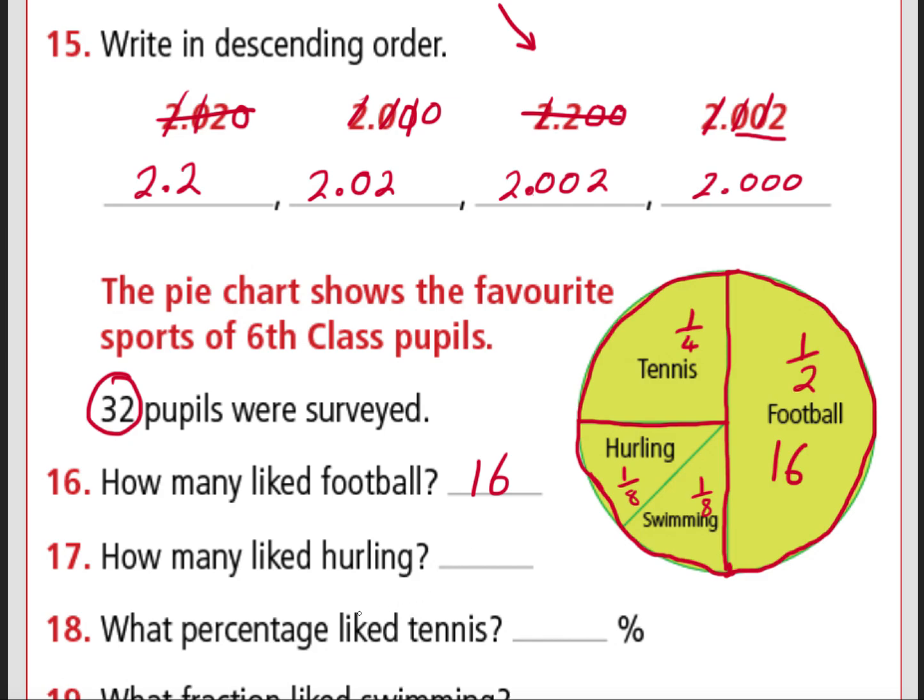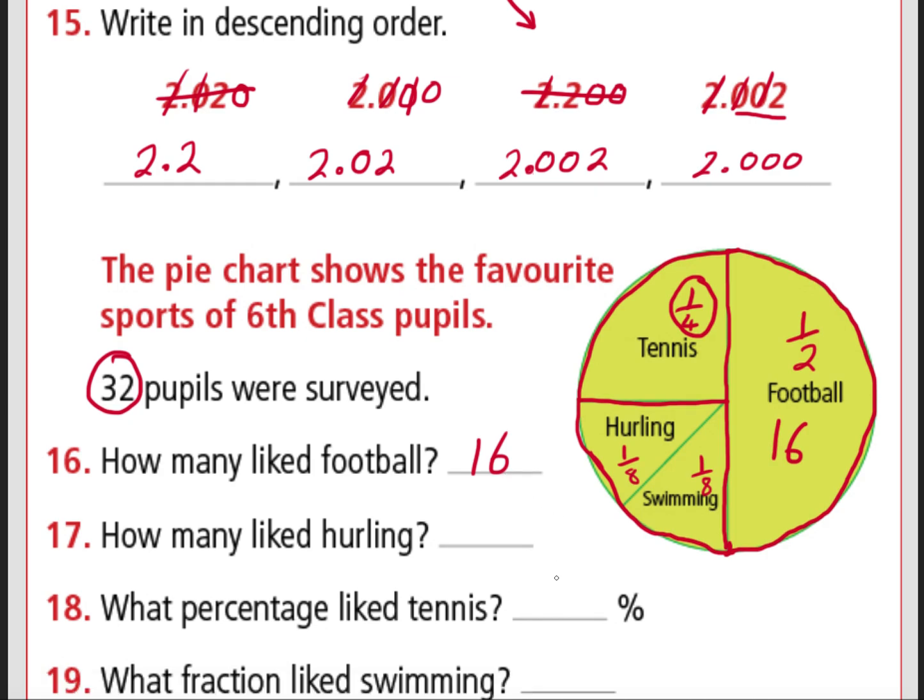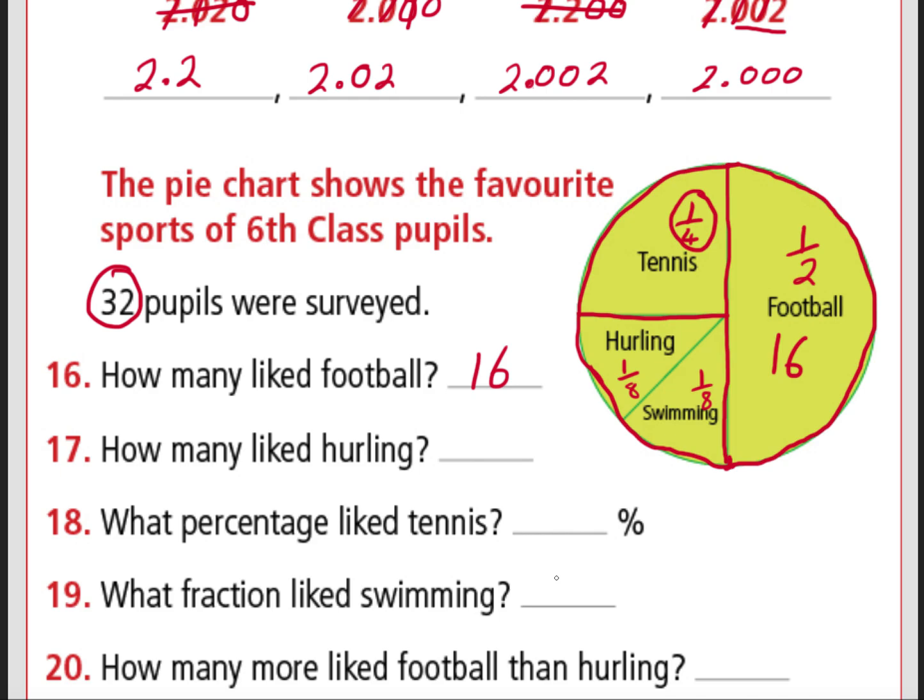It asks us what percentage liked tennis. Now we saw that tennis was 1/4. Okay, so what percentage is a quarter? So everybody is 100%. Half is 50%. What's a quarter? Number 19, what fraction liked swimming? Well, we've already worked that out. It was 1/8 liked swimming.